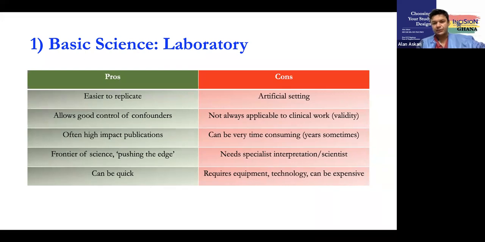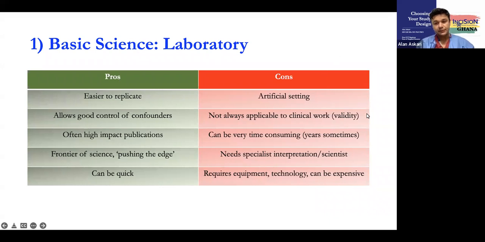For example, you're essentially working in an artificial setting. So how applicable these findings will be to your clinical work, i.e. what we call validity in research, can be brought into question. So for example, just because you detect or find this particular cell marker in immunology or in cancer cell types, it doesn't necessarily always translate into clinical benefit.